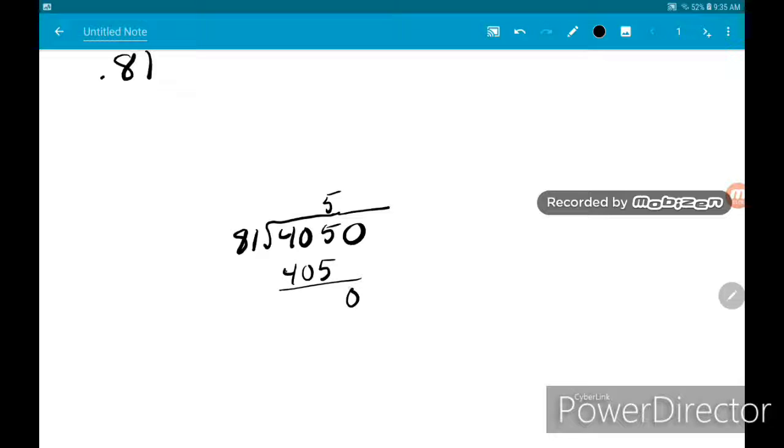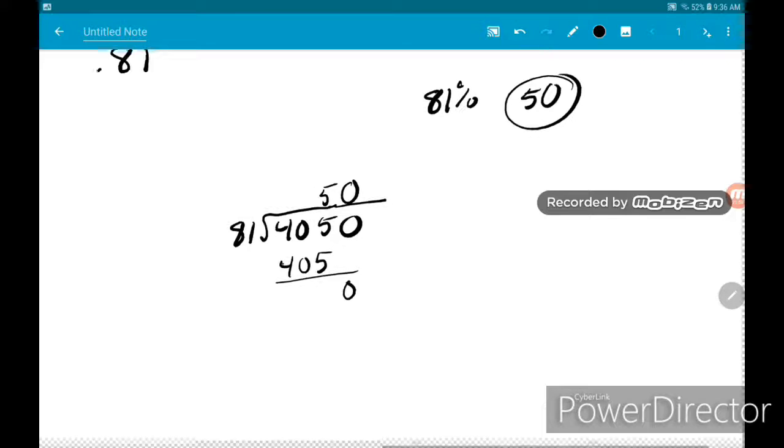Brought that 0 down. So we got 50. Wait. Look at the number. They tell us 81% of a certain number. They gave us what the percentage was. The percentage was 81%. The number is 50. So 81% of 50 is 40.5. It's not 90% or 100% of 50. It's 81% of 50. It's 40.5. So it's not 50. And that's where they throw you off.